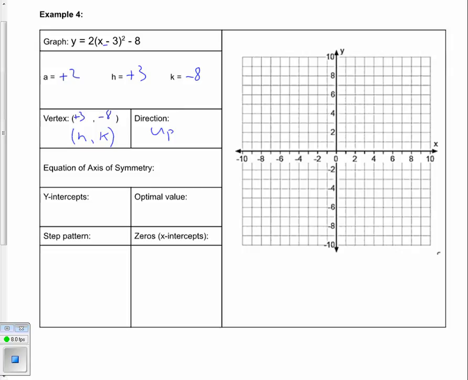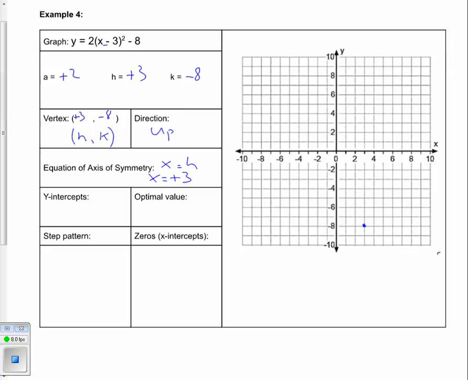So let's graph that very quickly. We've got positive 3, negative 8. So our vertex is going to be right down there. Okay. So the equation of the axis of symmetry, it always happens again when x is equal to h. And so the equation of our axis of symmetry is x is equal to positive 3. Okay, because we know the h value is positive 3.